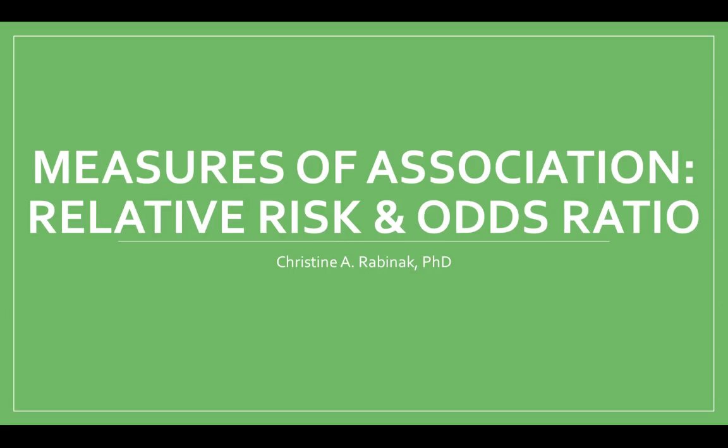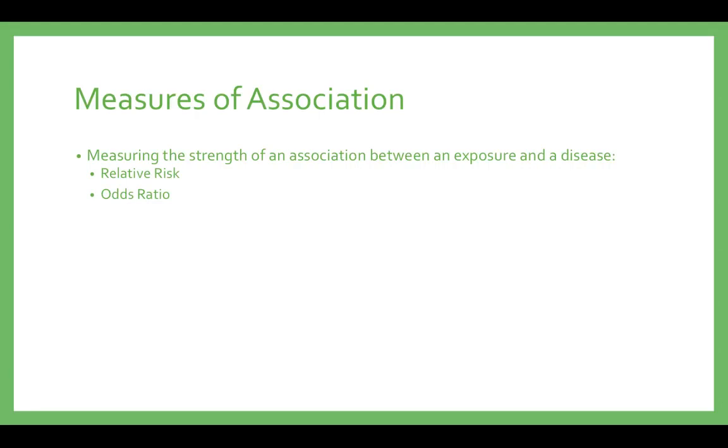Hello, this video will introduce relative risk and odds ratio and how they are calculated. Throughout the class, we have discussed comparing the occurrence of events between two groups. Studies can characterize these associations by using one of two statistics, relative risk or odds ratio.